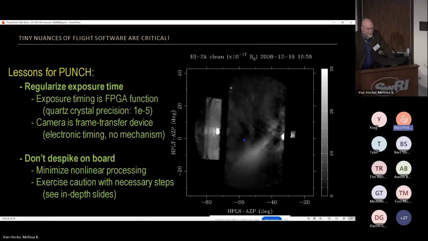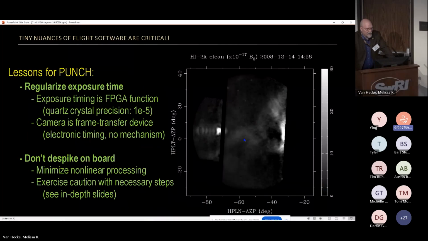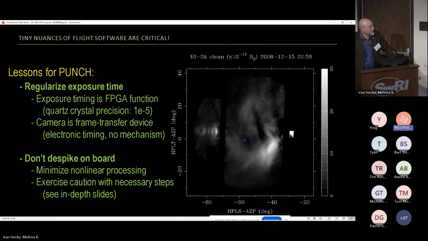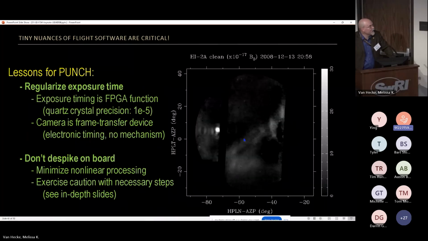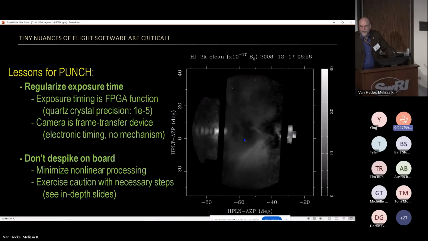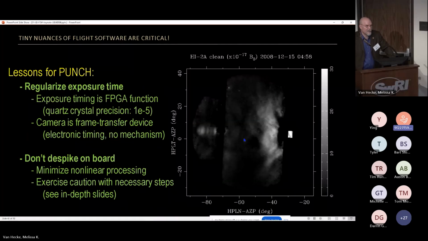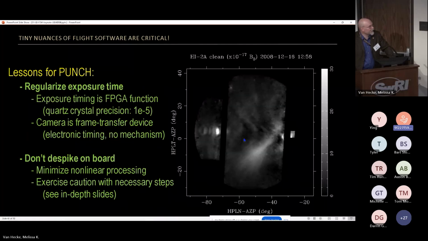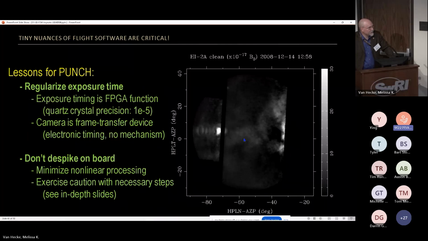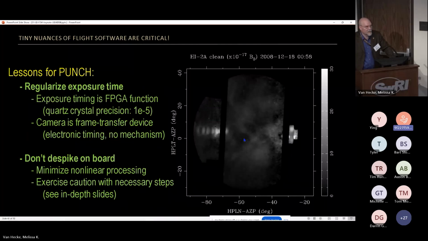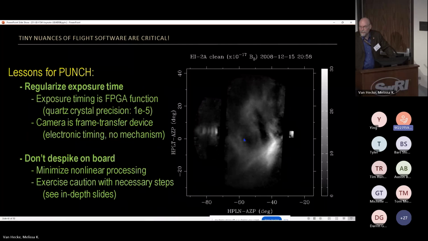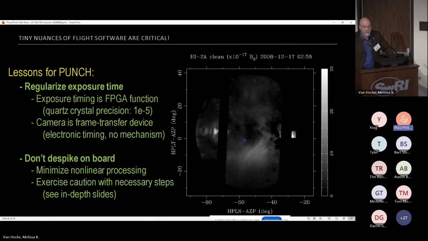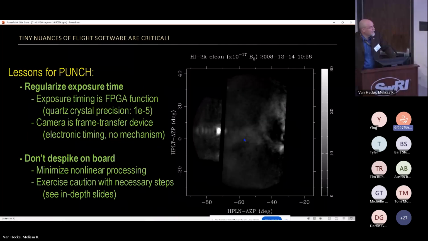So for PUNCH, we're regularizing our exposure time. We don't have any mechanisms to regulate the exposure. We're using frame transfer on the camera that gives us electronic precision in the timing. But more importantly, we've moved the exposure timing into the FPGA so that it's not a multitasking operating system. There's no jitter effectively in the timing. We don't de-spike on board. We're going to download all our spikes and deal with them on the ground where we can address those nonlinearity effects more precisely because we have more resources on the ground.